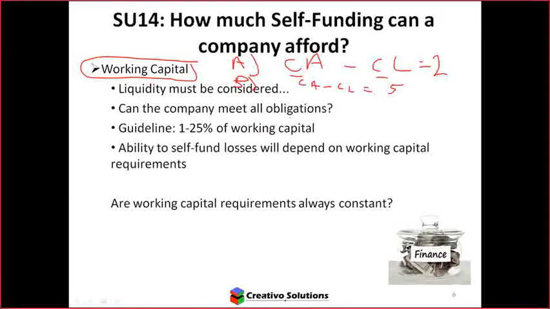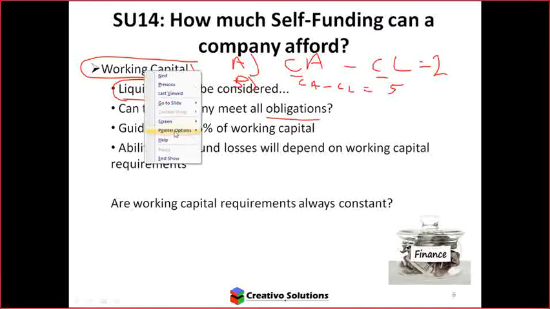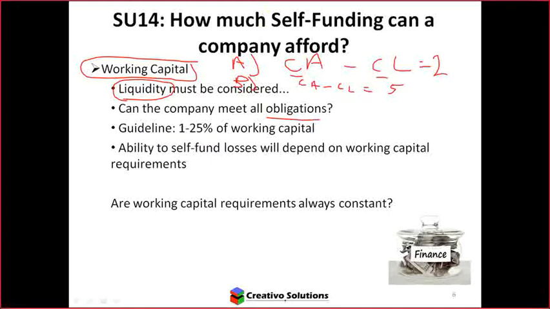Right, so can a company meet all obligations? Normally. Okay, how do we measure that? We measure that through its liquidity. So the current ratio or the acid test ratio. Those are ratios that would determine the company's ability to cover its short-term obligations. Right, so what is the guideline in terms of companies and how much they can afford? Okay, remember, we're trying to answer this question: how much can companies afford to self-fund?